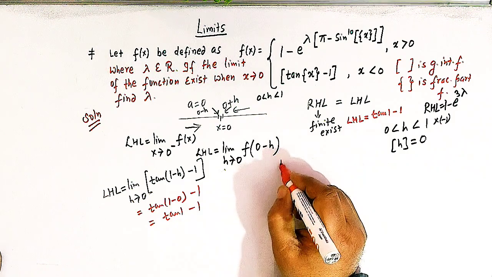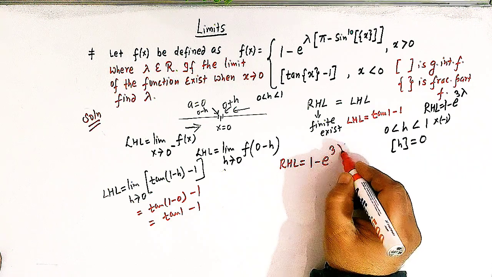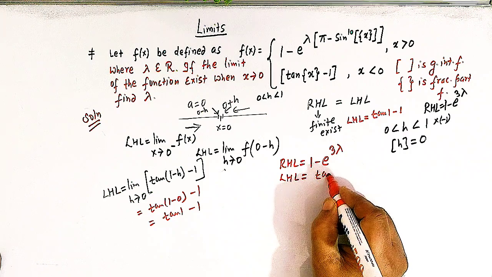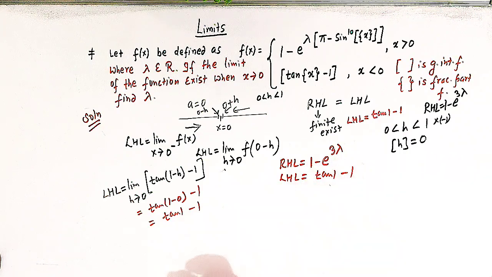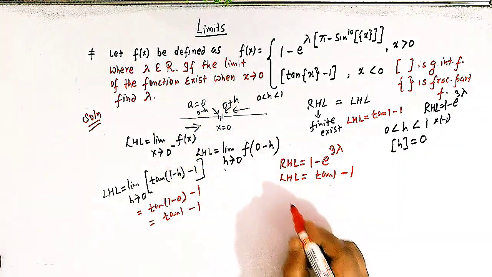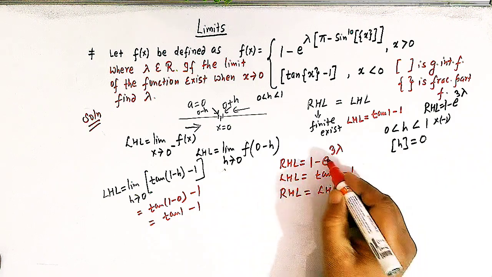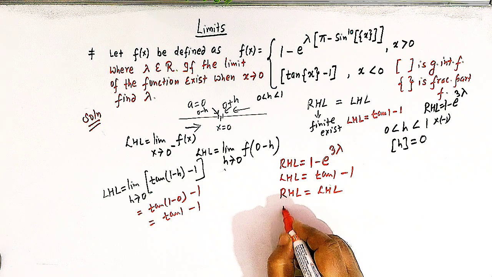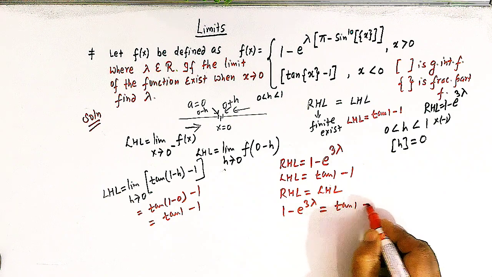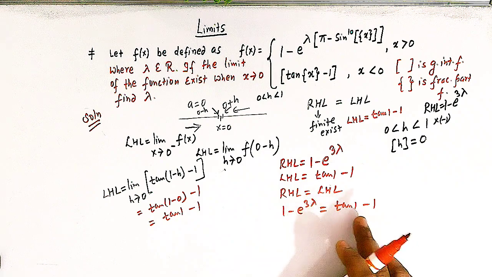So now we have the right hand limit as 1 minus e raised to 3 lambda, and the left hand limit is equal to tan of 1 minus 1, right? Now since the limit of this function exists when x approaches 0, we must have the right hand limit equal to the left hand limit. So now we can equate these two quantities. So we have 1 minus e raised to 3 lambda equal to tan of 1 minus 1. So now we have an equation in lambda, and we have to solve it.